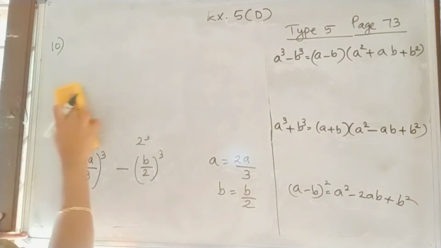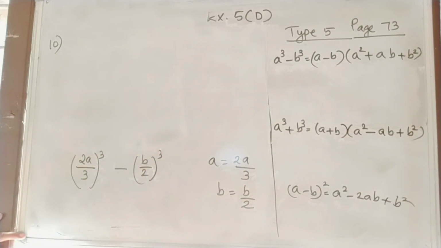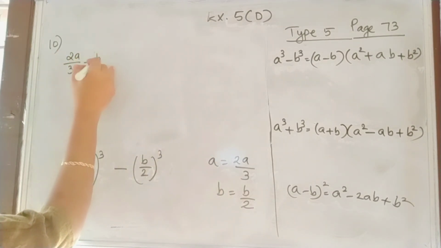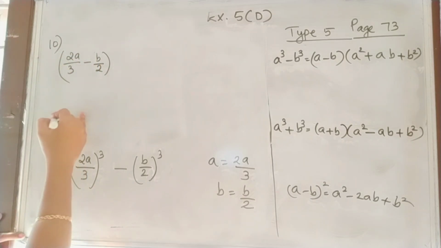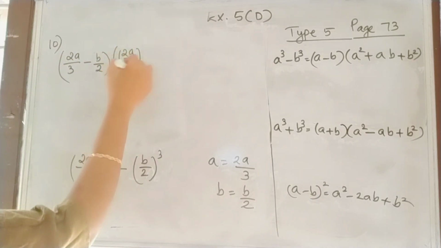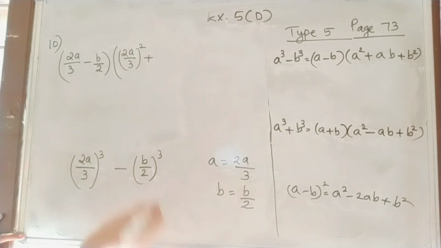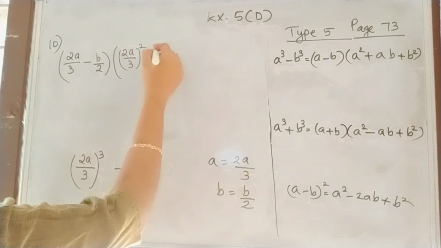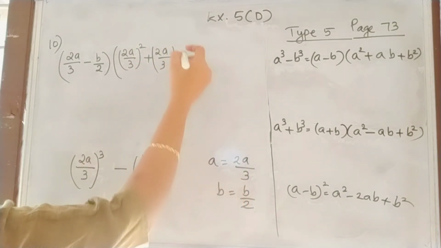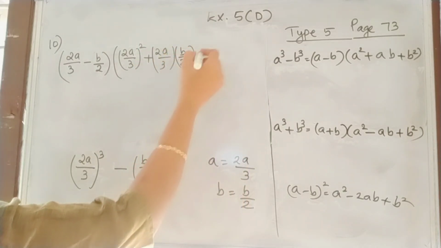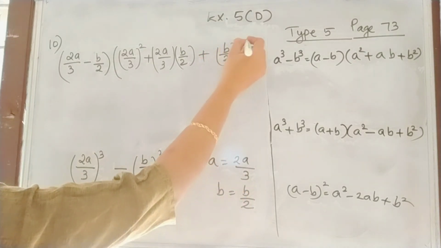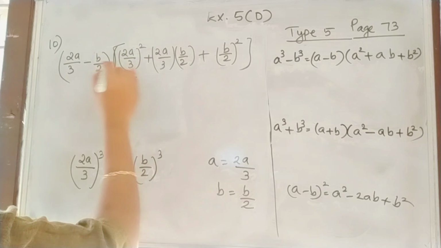We can write it as a minus b into, a minus b means 2a by 3, minus b by 2, a minus b into a square, that is 2a by 3 the whole square, a square, plus ab means a into b, that is 2a by 3 into what? b by 2, ab plus b square means b by 2 the whole square. Okay.